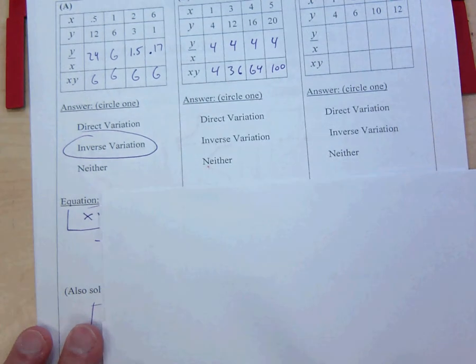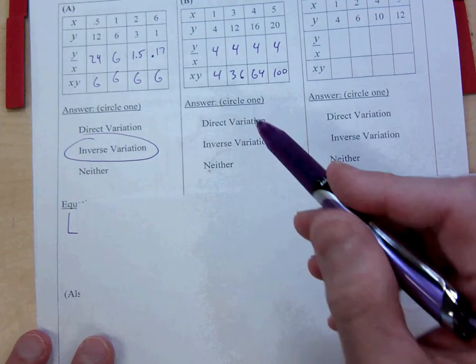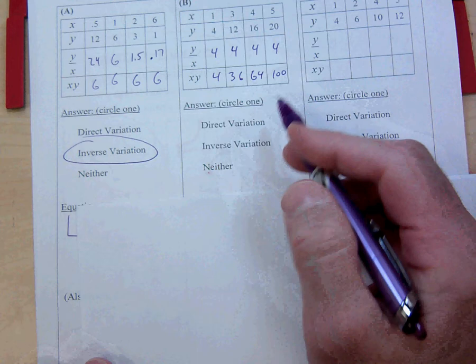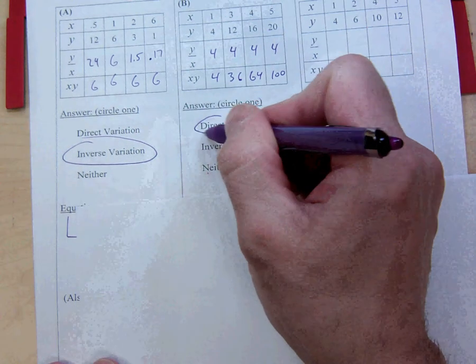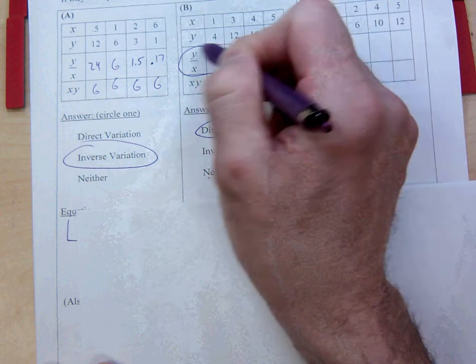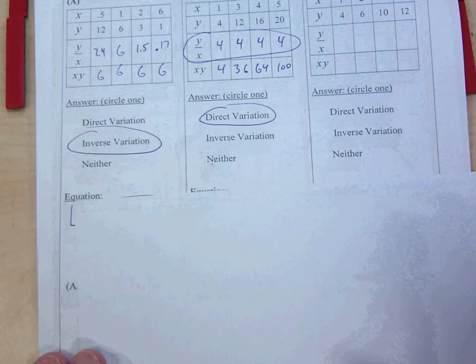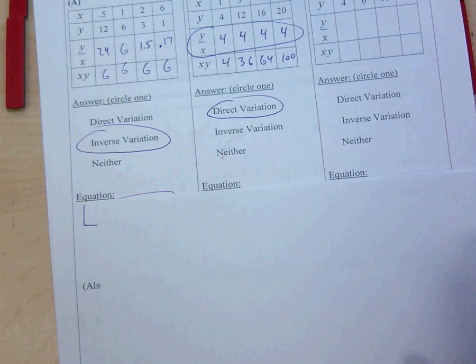And so what happens here, guys? Is this inverse or direct variation or neither? What do you think, Katie? It is direct. I agree. And the reason is because when you took your y divided by your x's, you always got the same constant, 4, right? Okay, so that's an example of direct variation.